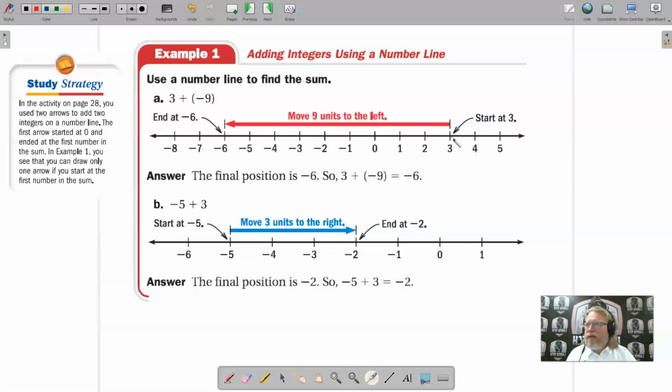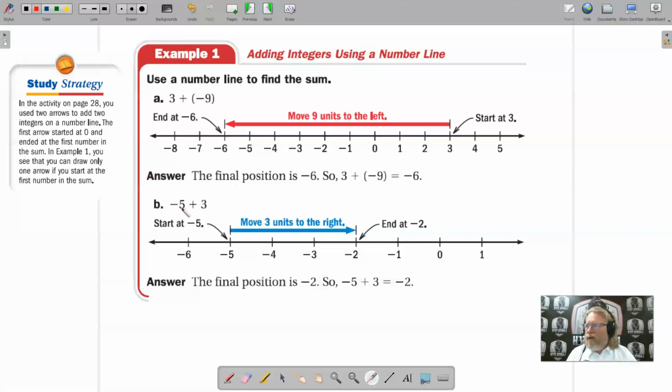So we'll go ahead and look at that there. Here we go. We start at 3 and add a negative number means to go back. If we go back 9 spaces, well, the first 3 get us to 0. That leaves another 6 left over, and we would end at -6. So the answer to this is 3 plus -9 equals -6. And we see that here in the answer section, right?